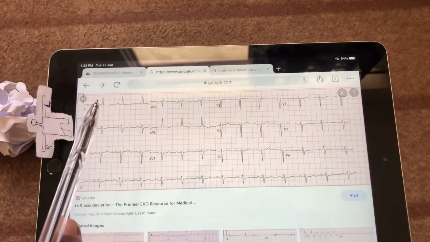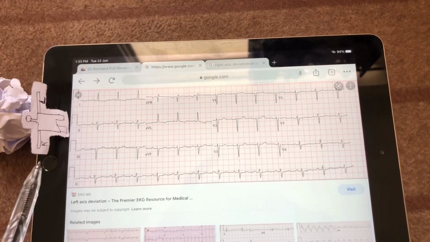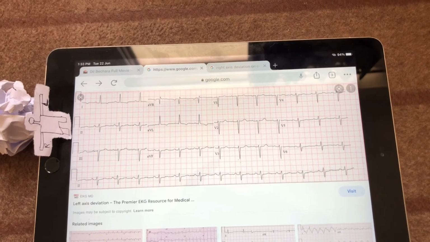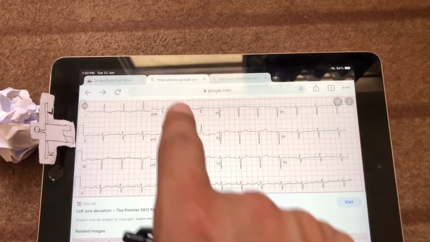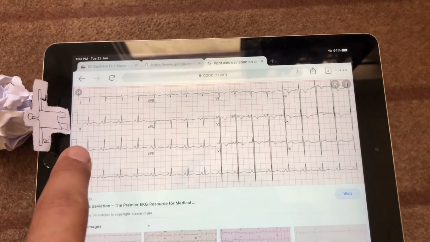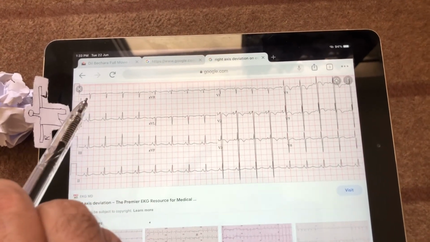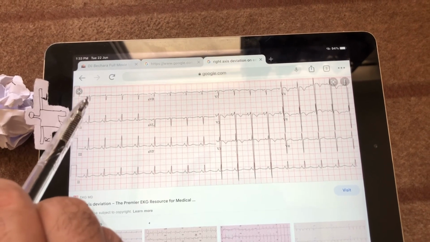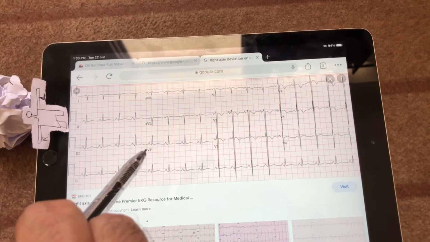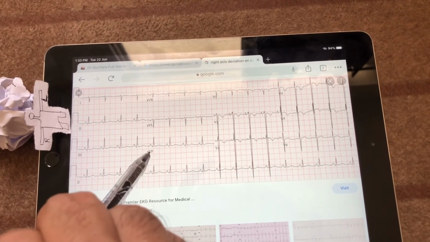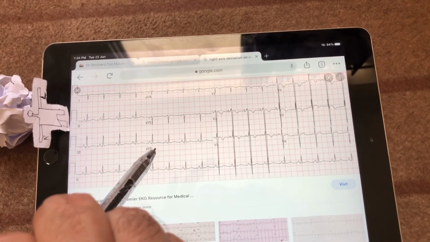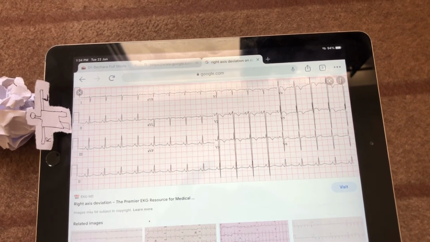Look at here, left upward and the right, which is AVF, is downward. So left axis deviation, left ventricular hypertrophy. Now let's go to the other one. See, left is downward now. Lead number 1, left, is downward deflection. And look at the AVF, which is at the right side, upward. It means right axis deviation. It means right ventricular hypertrophy.